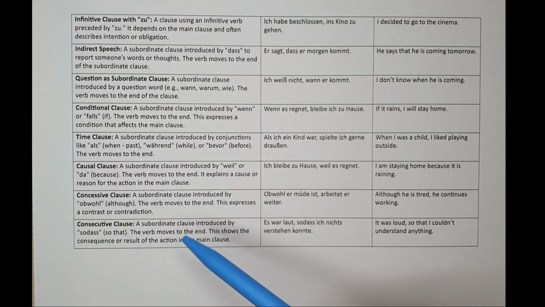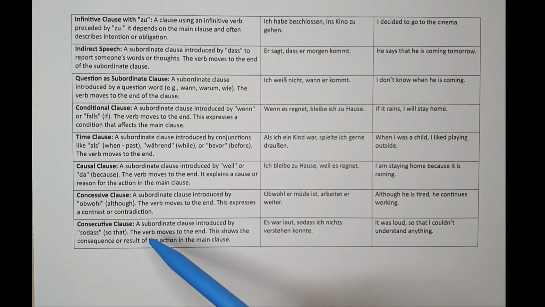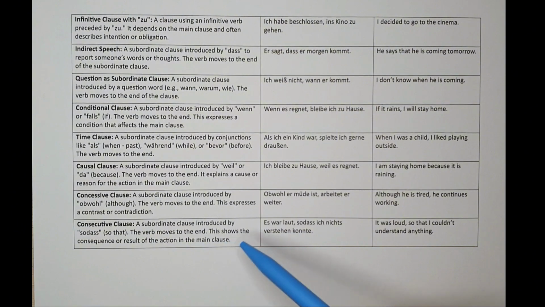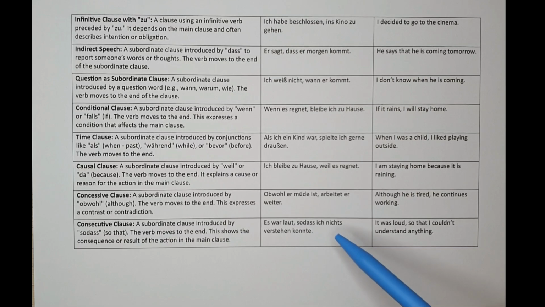Consecutive clauses. A subordinate clause introduced by so dass. The verb moves to the end. This shows the consequence or result of the action in the main clause. Es war laut, so dass ich nichts verstehen konnte. It was loud, so that I couldn't understand anything.